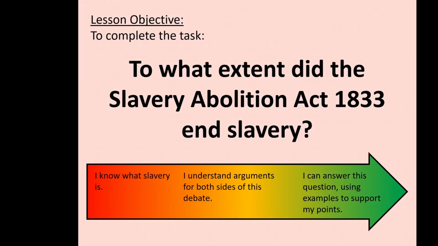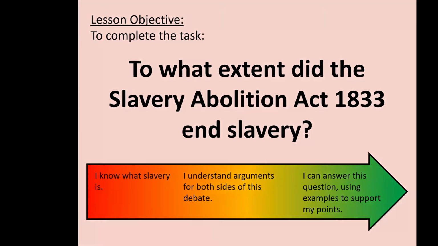Today we're continuing to look at the transatlantic slave trade and we are still looking at abolition, but we're not going to look at how slavery was abolished. Now we're going to start looking at the effect of abolishing slavery in the British Empire. So today we're asking this question: to what extent did the Slavery Abolition Act 1833 end slavery? I'm going to explore the question in a minute.